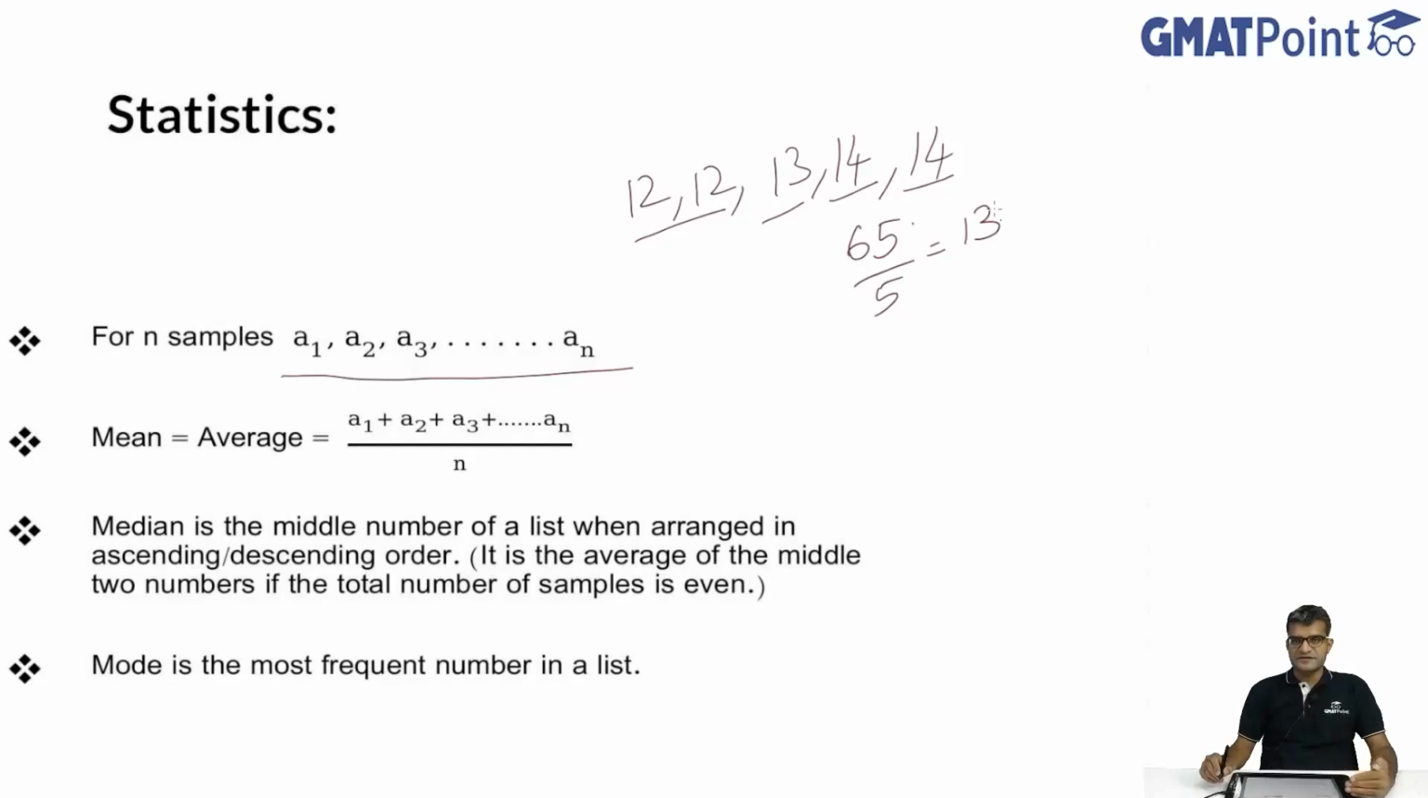So the average of these numbers, or the mean of these numbers, is the same, and that will be the sum of these numbers divided by the number of such numbers. In this particular case, the mean is equal to 13, which is the sum of these numbers divided by 5, because there are 5 numbers.